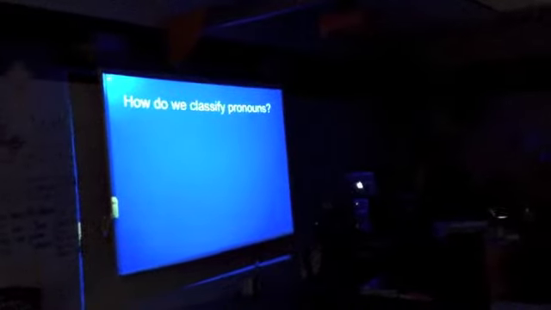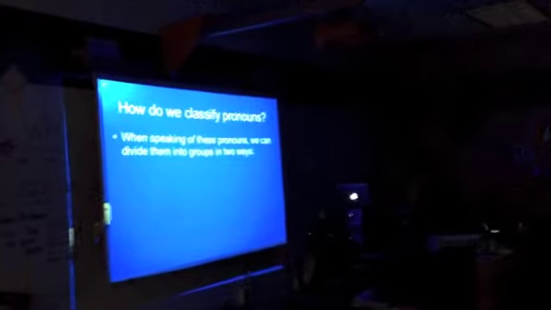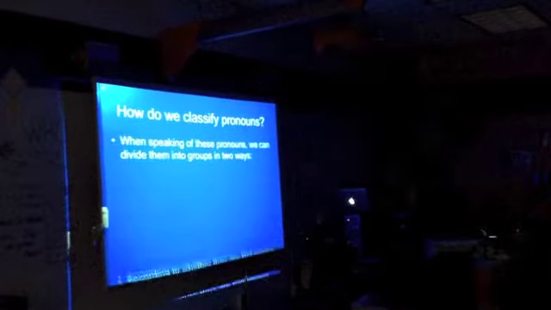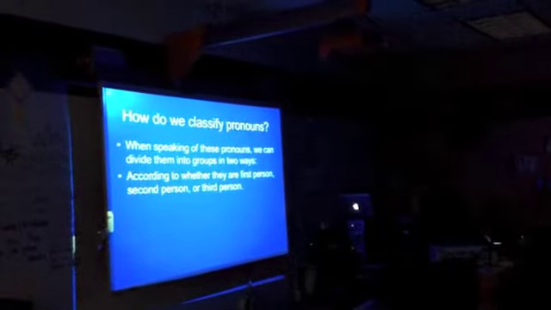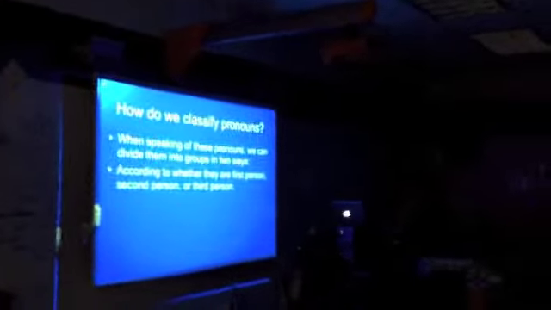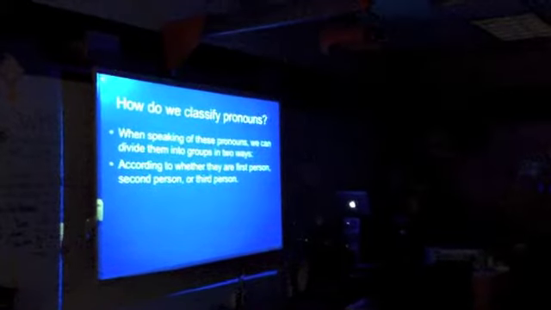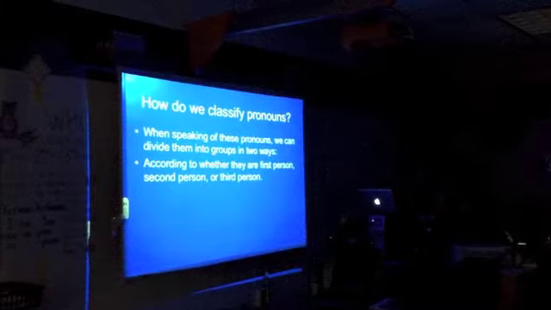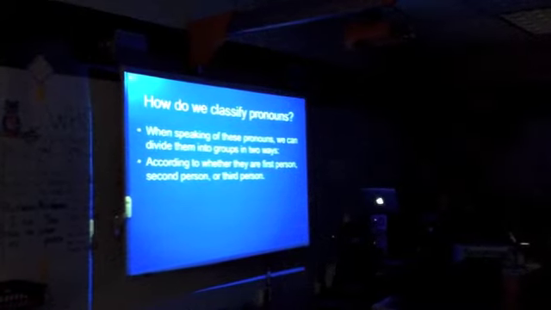So how do we classify pronouns? There are two ways we can classify them. When speaking of pronouns, we can divide them into two groups. According to whether they're first person, second person, or third person. And that's going to be our major focus today. Making sure we put them in first, second, and third person.